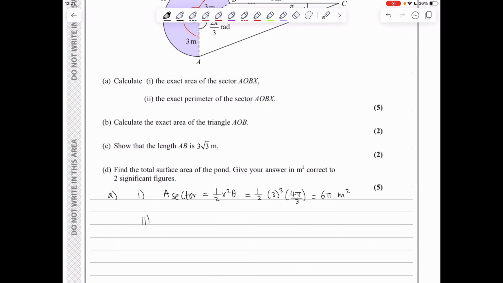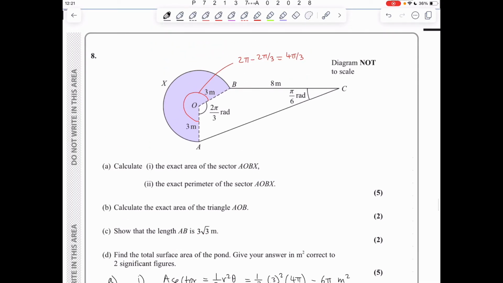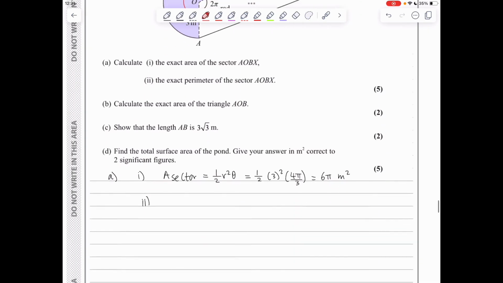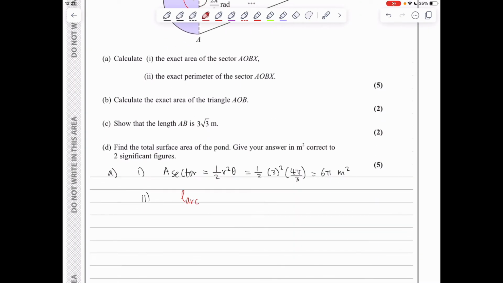In part II, we need to find the exact perimeter of the sector AOBX. So we need the 2 radii plus the length of the major arc here. So let's remind ourselves that the length of an arc is given by r theta, where theta is in radians. In our case, the perimeter will simply be the 2 radii, so 3 plus 3, plus the length of the major arc, which will be 3 times 4 pi over 3, which gives 6 plus 4 pi meters. Notice that the question is asking for the exact values for both the area and the perimeter.